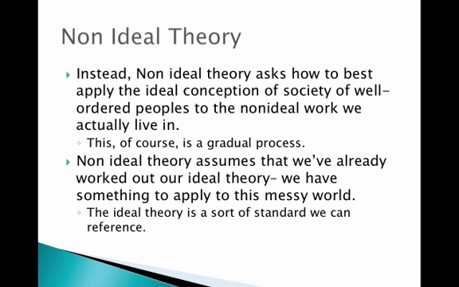So with non-ideal theory, non-ideal theory asks how to best apply the ideal conception of society of well-ordered peoples to the non-ideal world we actually live in, which Rawls will grant is a gradual process. Now, non-ideal theory assumes that we've already worked out our ideal theory. We have something to apply to this messy world. So basically the ideal theory is a kind of standard we can reference.